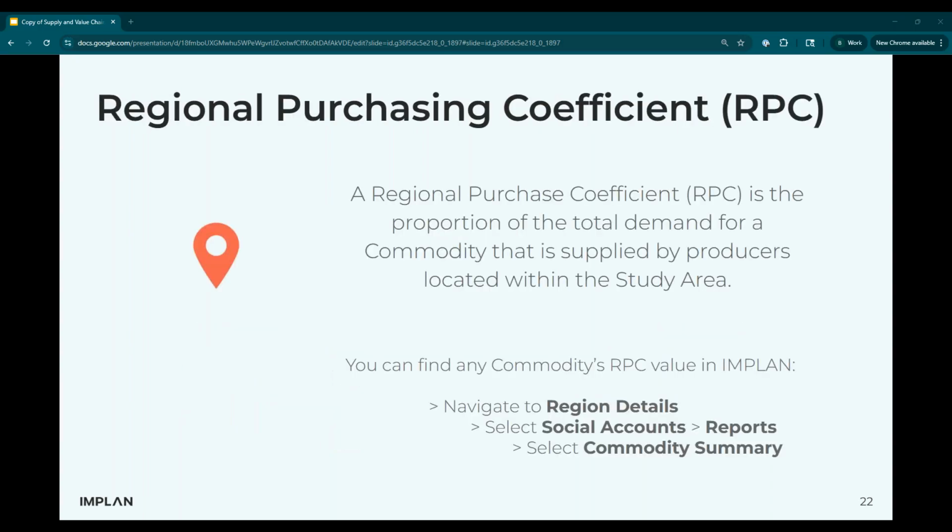Minor detour. One of the key ways in which we measure local purchasing is via a regional purchasing coefficient. These RPCs scale with the region of interest you're looking at. So if you're looking at an individual county, the RPC represents how much of an input is being sourced within the county itself. If you're looking at a national RPC, that measures that domestic supply. So a regional purchase coefficient is the proportion of the total demand for a commodity that's supplied by producers located within the study area. You can find these in IMPLAN.